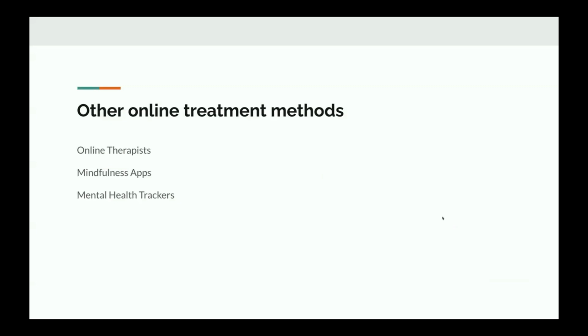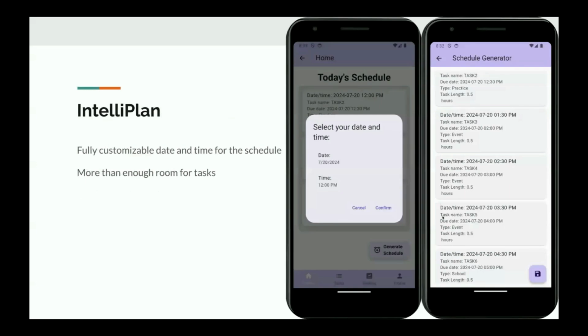My app, IntelliPlan, is a scheduling app that helps relieve the burden of having to schedule every single task every single day. IntelliPlan has a fully customizable date and time for the schedule. So you can make tasks here and then select the date and time to schedule it for. You can schedule tasks for the future, in the past, although I'm not sure why you'd want to schedule in the past, or more normally just for today.